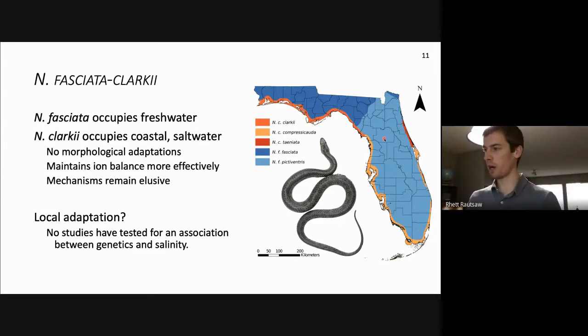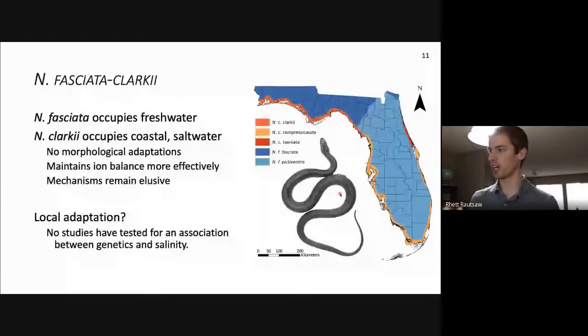Before I move on, I just want to point out that the colors in this figure are going to be maintained throughout the presentation. So the reddish colors are always going to be Nerodia clarki, and the bluish colors are always going to be Nerodia fasciata.